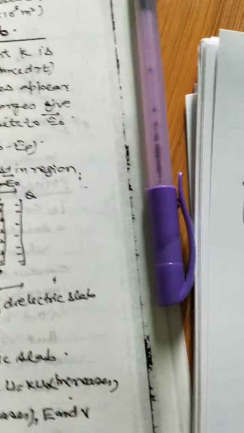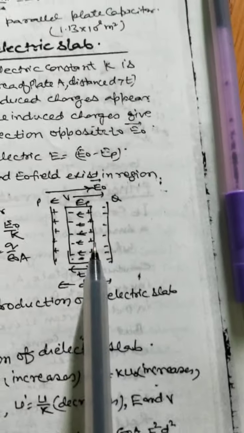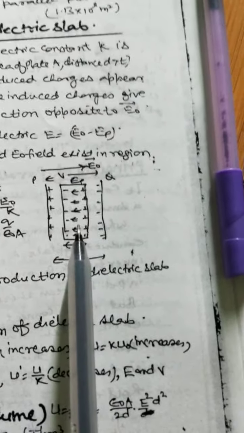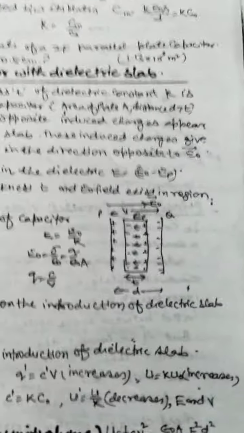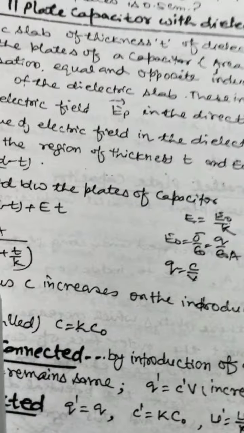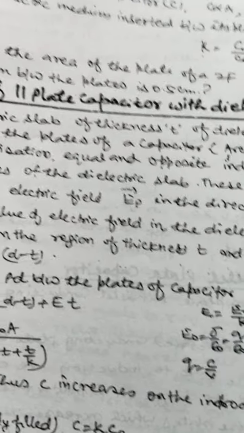So any type of question can come. Let us suppose the question is asked: a dielectric slab of thickness D by 2 is placed between the plates of the capacitor. It means that T is equal to D by 2. You put the value here, and you can find out the value of capacitance of the capacitor.